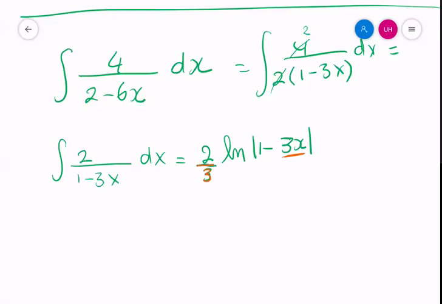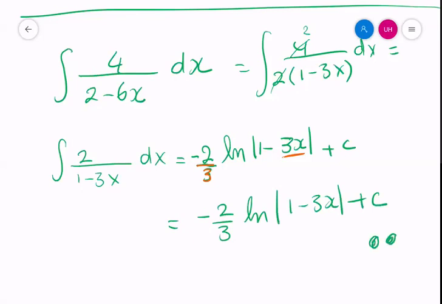Actually minus 3, so it's minus 2 over 3. So the answer, and plus c, final answer is minus 2 over 3 ln modulus of 1 minus 3x, plus c, and that's it. Okay, any question about these, about the ln questions here?